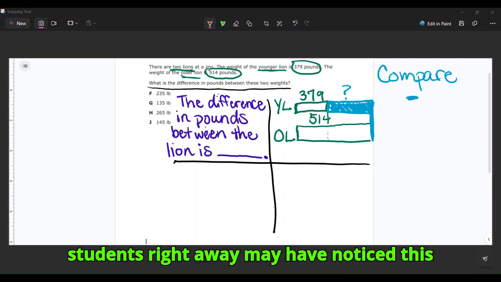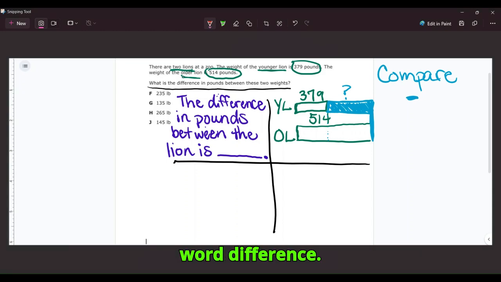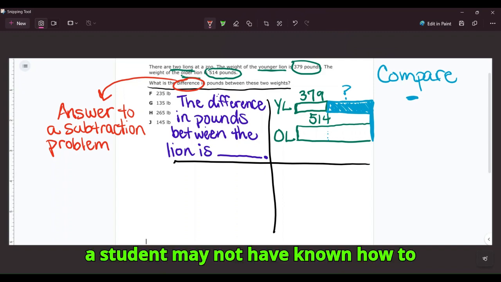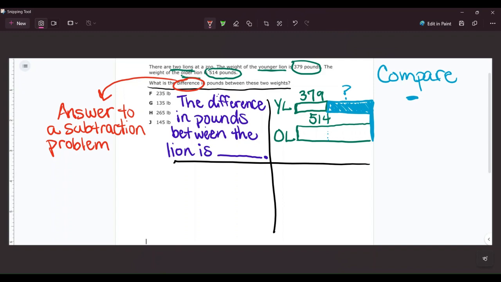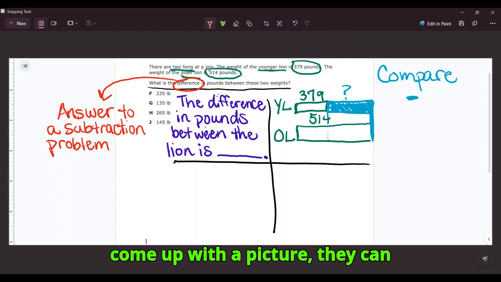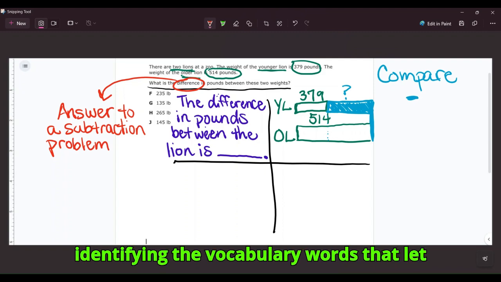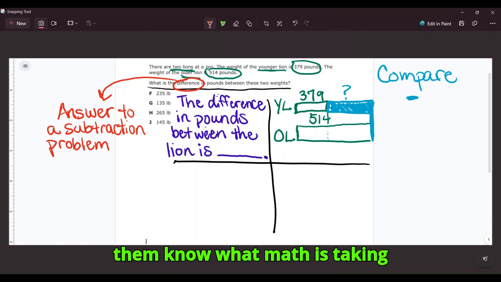Some students right away may have noticed this word difference. A difference is an answer to a subtraction problem. So even if a student may not have known how to come up with a picture, they can show their reasoning, their thinking, by identifying the vocabulary words that let them know what math is taking place.